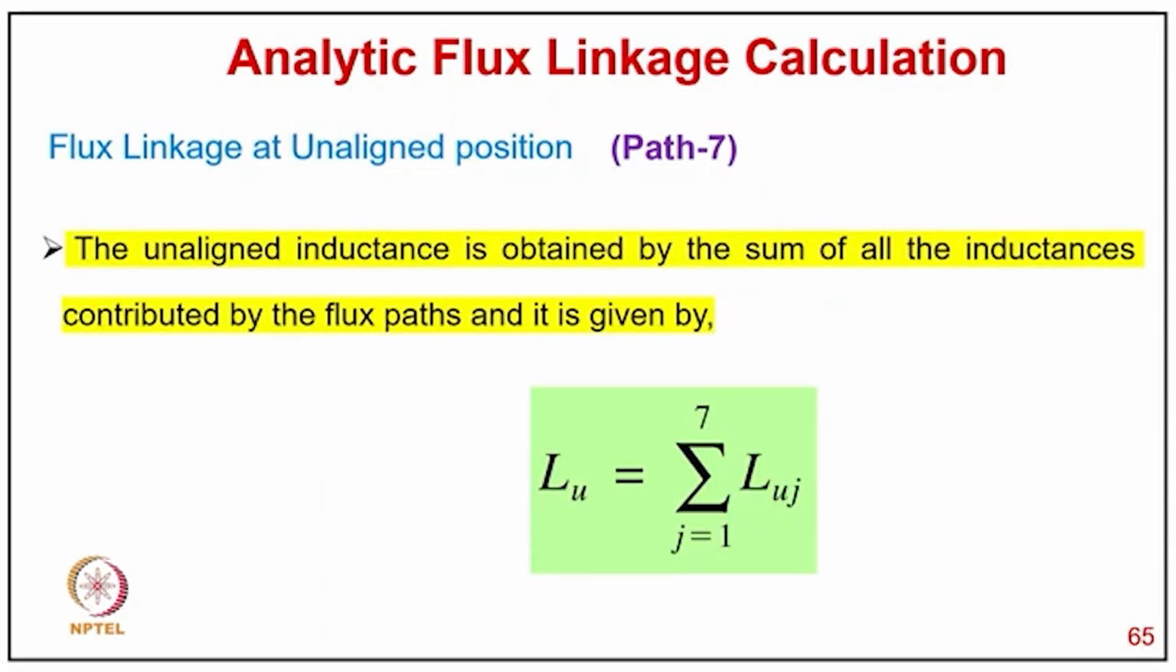Now the unaligned inductance is obtained as the sum of all inductances contributed by the 7 flux paths, as given here: LU equals the sum over J equal to 1 to 7 of LUJ.